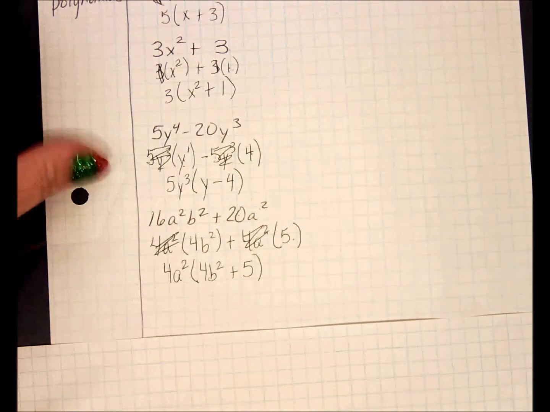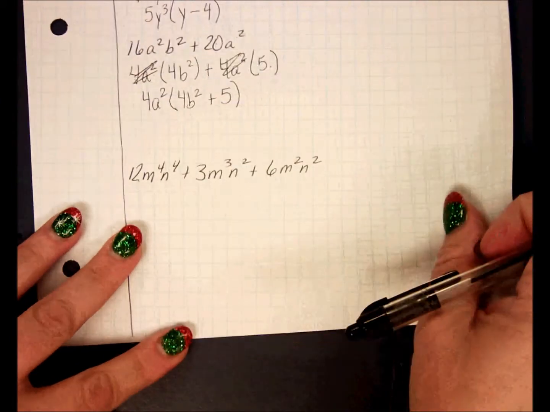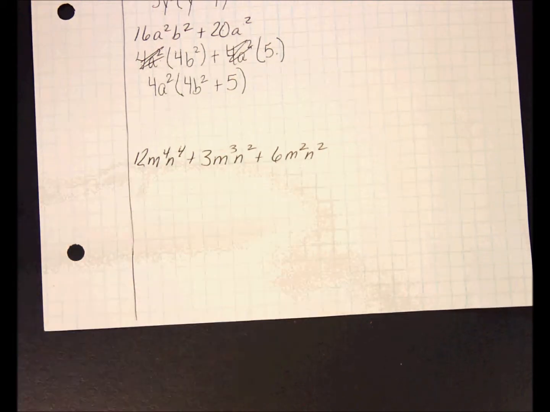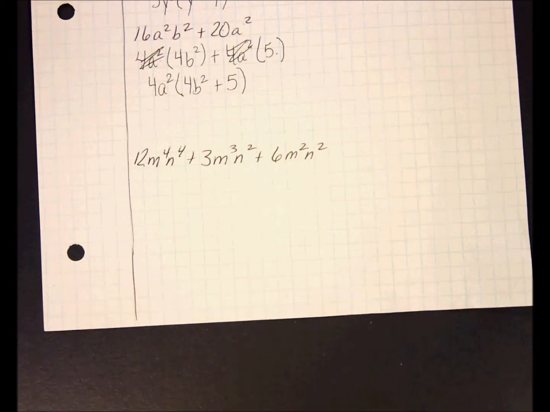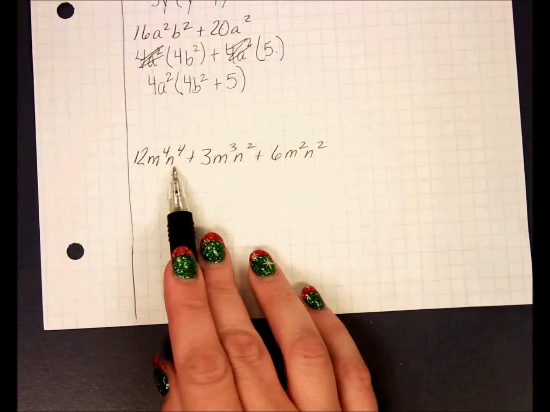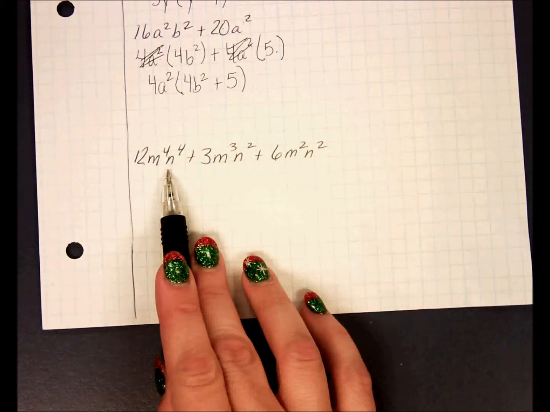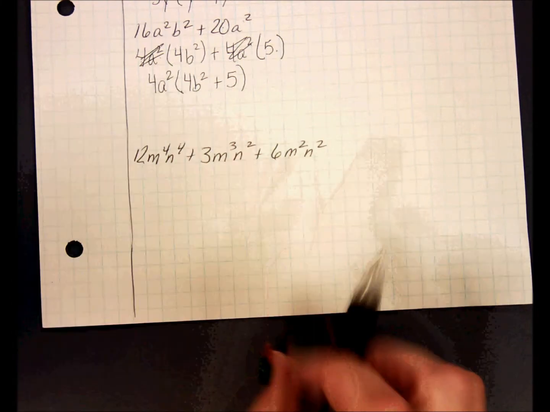All right, let's do one more problem like that. We're looking at this problem, and again, this one has 3 terms, so it needs to be what can I take out of all 3. Looks like if I'm just looking at the numbers, I can take out a 3. 12 is 3 times 4, 3 is 3 times 1, and 6 is 3 times 2. They all have m's and n's. Looks like, let's see, 2 n's, 2 n's, 4 n's. If I take 2 n's out, they all have at least 2 n's, and they all have at least 2 m's. So let's take that out.